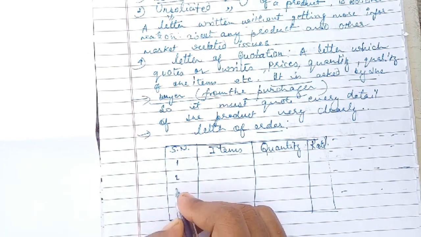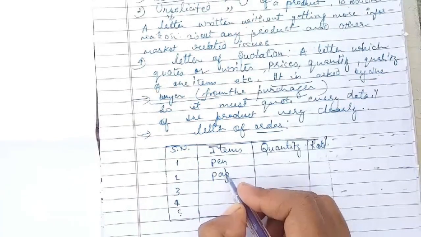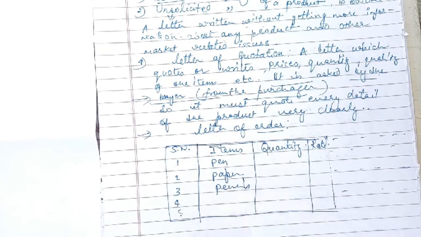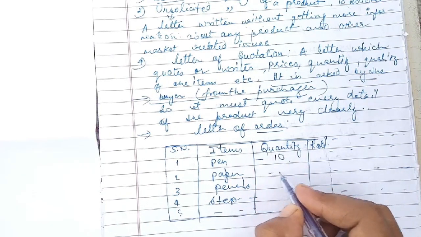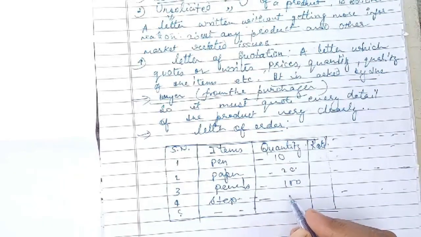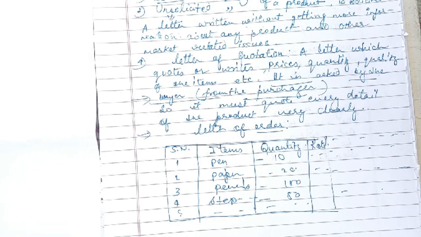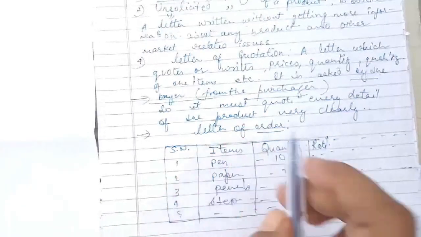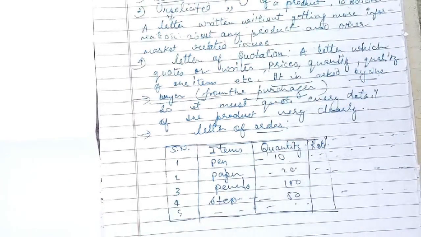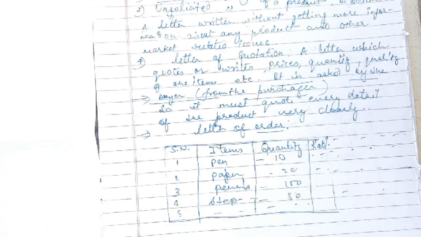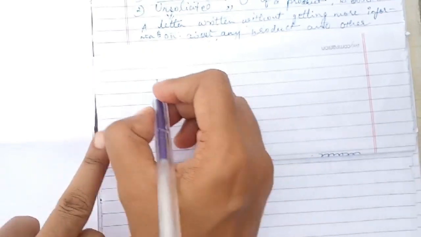So serial number 1, 2, 3, 4, 5, list of items like pen, paper, pencil, yes, staplers, etc. Quantity 10, 20, 100, 50. Rate, the given rates. So a letter of order may have this type of fixed format. So some companies or business organizers like to have the fixed formats, and they can also draw it by their own hand. Okay. Another is letter of complaint.